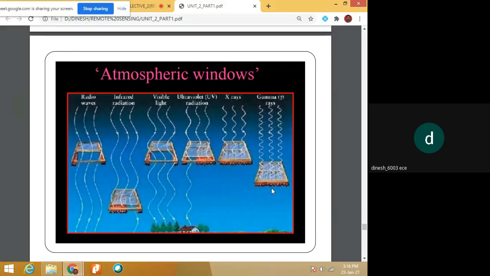For radio waves, no blocking. It will freely flow. It will transmit. Infrared region, only partial, not all. Visible light, everything will pass onto the Earth's surface from the sun. UV region, not all, only one or two regions, blue. Okay, that one. X-rays completely eliminated. Gamma rays completely eliminated. This is a small illustrative diagram of the atmospheric window.